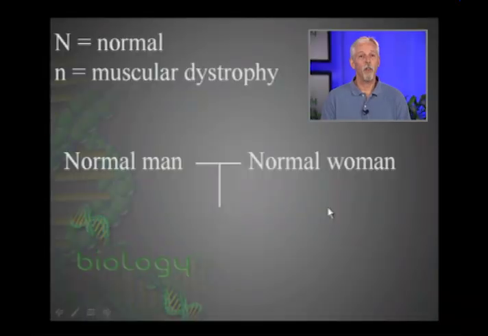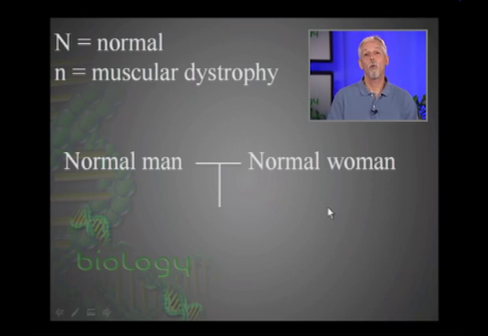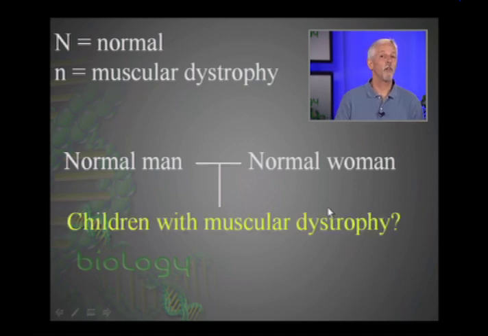Now, let's look at another example. Muscular dystrophy is another recessive trait which is carried on the X chromosome. So one of the questions here could be, well, is it possible for a normal man and a normal woman that they could have a child with muscular dystrophy? So we would have to consider the different genotypes here and what the possible outcomes could be.